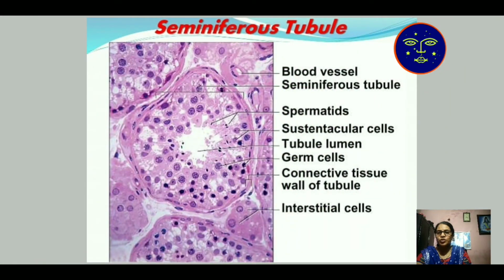Then this is the structure of your seminiferous tubule. This is the TS, transverse section of the seminiferous tubule. It contains many blood vessels. The seminiferous tubule contains spermatids, small cells, and the sustentacular cells are present. The tubular lumen is there. Lumen means the inner middle space with a hole. These are the germ cells. Connective tissue is there, and the interstitial cells are there. Interstitial cells are the gap-filling cells. This is the seminiferous tubule transverse section structure.